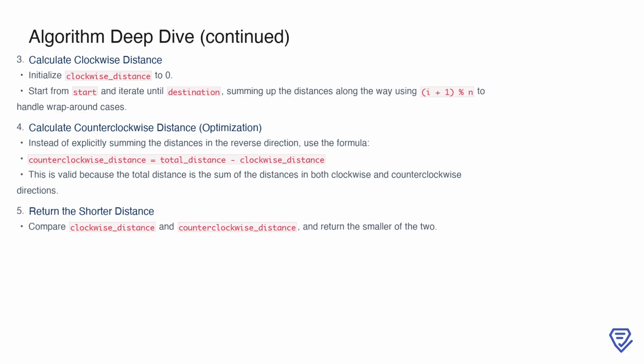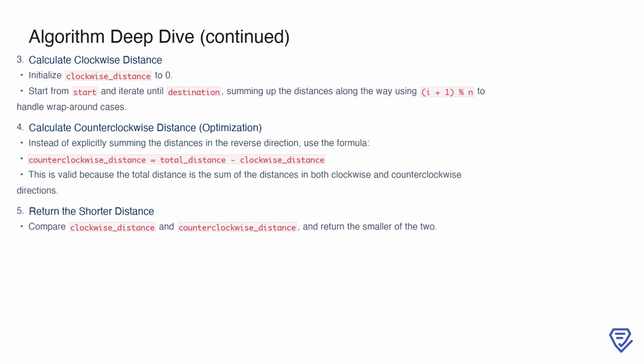The modulus operator, (i+1)%n, ensures that the traversal wraps around correctly when we reach the end of the array. For the counterclockwise distance, instead of explicitly iterating in the reverse direction, we can use a clever optimization. By subtracting the clockwise distance from the total distance of the route, we get the counterclockwise distance directly. This avoids redundant calculations and improves the algorithm's efficiency.